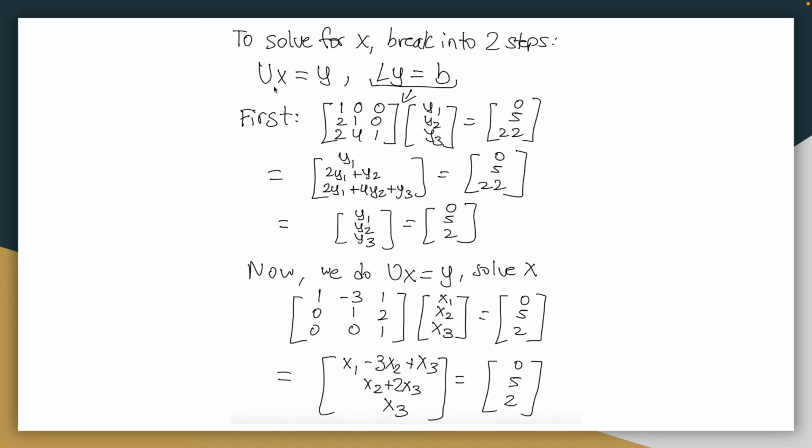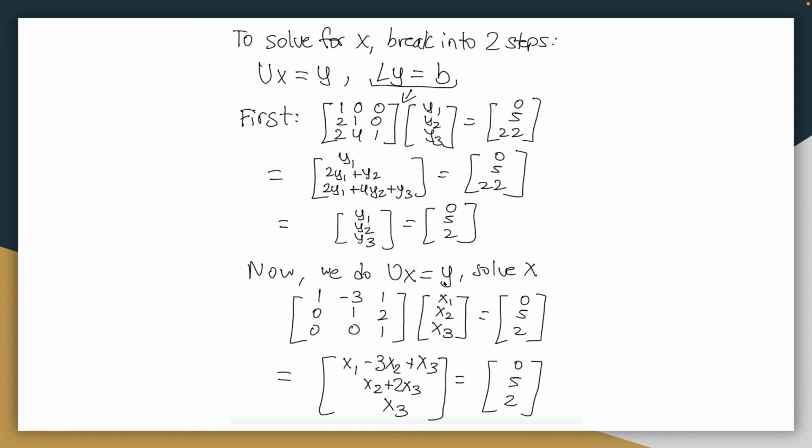We can break it into two components, Ux = y and Ly = b. We're going to do the Ly = b component first. So we have our L matrix, and we pretty much just do matrix multiplication throughout. y1 is 0, and then we plug in 0, y2 has to be 5, and then 5 times 4 is 20, 22 minus 20 is 2, so y3 would be 2. So we got our y values.